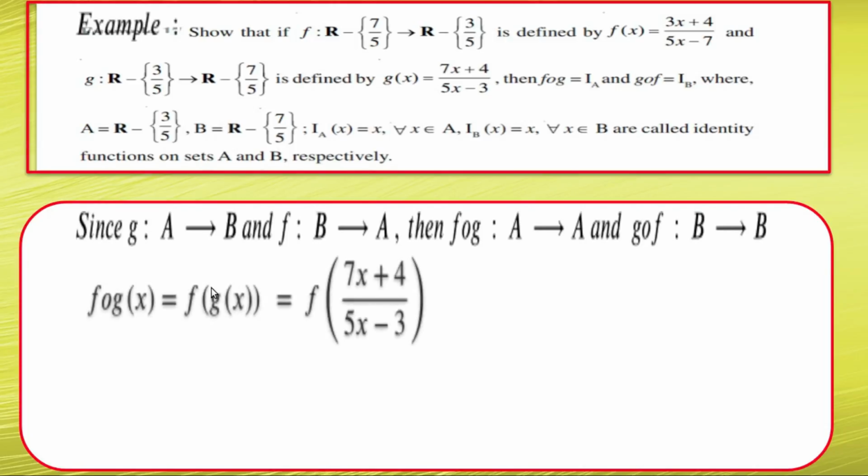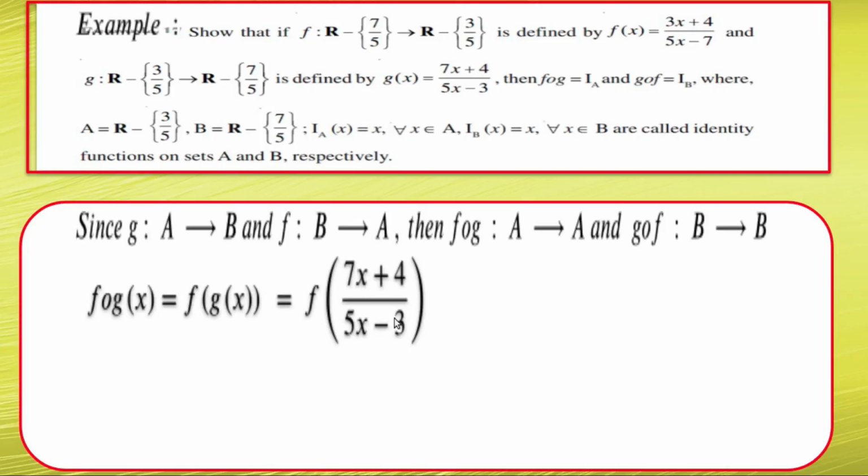What is f composition g of x? Which is f of g of x. So what is g of x? Which is 7x plus 4 by 5x minus 3. Okay. What is f of x? It is 3x plus 4 by 5x minus 7.